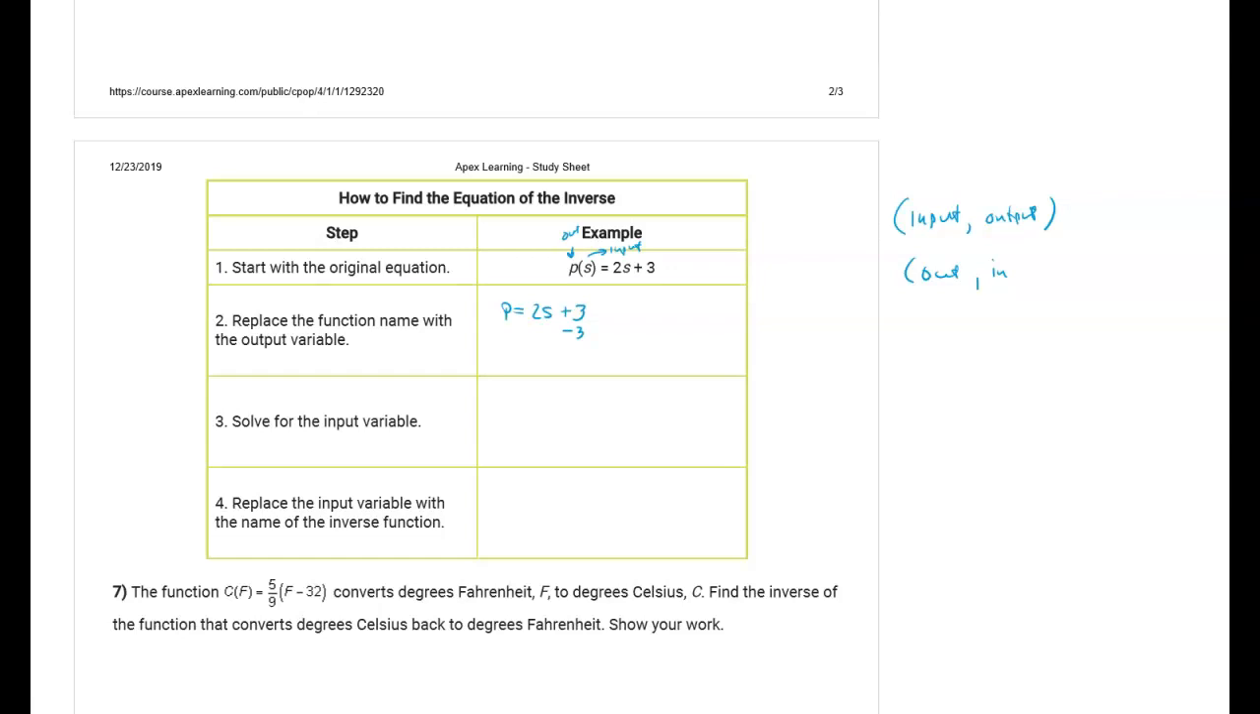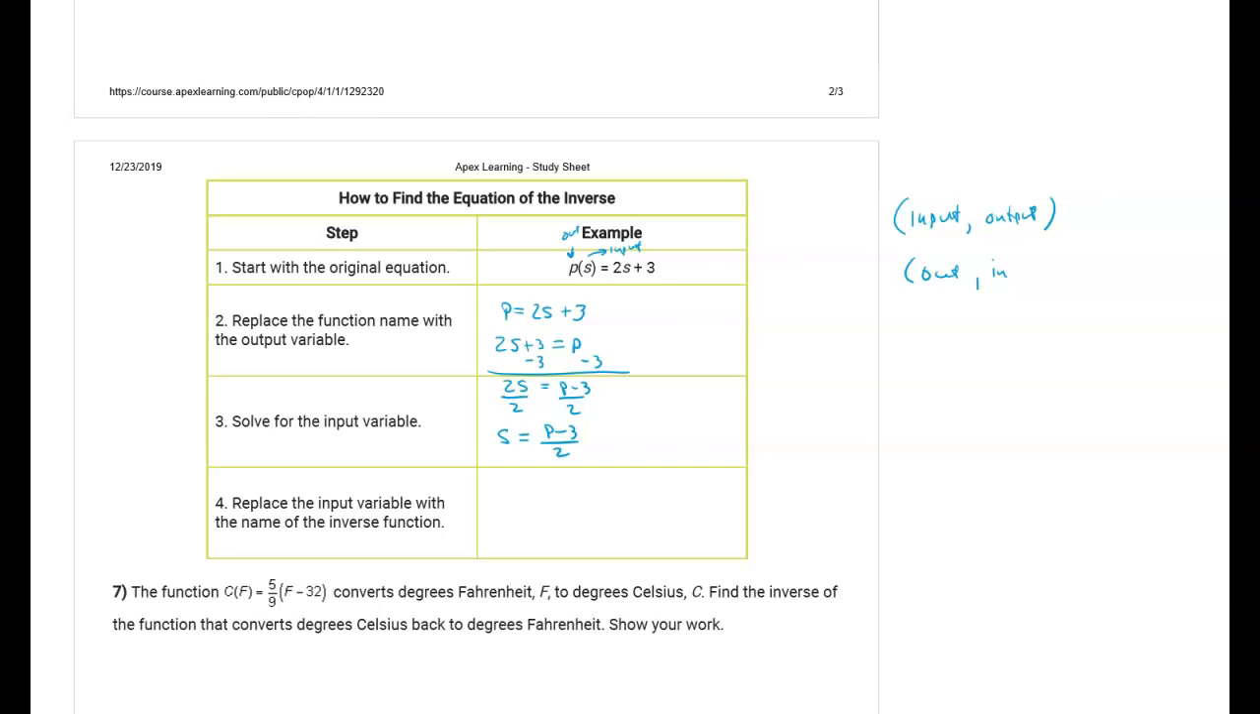Now, let me go back. Because it's easier to move things from left to right, some people will just write it like this. And now, what do I do to solve for s? Subtract 3. I get 2s equals p minus 3. Then I'm going to divide both sides by 2, and I get s equals p minus 3 over 2.